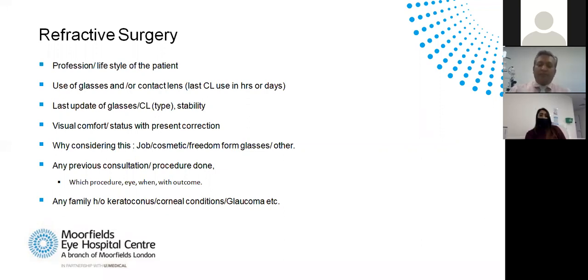Now, any previous consultation done. Why this is important is, maybe the patient had consulted long back and then did not do it, or was told, no, your cornea is very thin, so it might not be possible, or there are some other conditions. Or if any procedure was already done, sometimes there is a regression and we get some amount of power back, and they want to get rid of that prescription as well. So the previous history of surgery is also very important. Then if there is a history of keratoconus or any other corneal condition, any corneal dystrophy, or glaucoma, these things are very important to note in refractive surgery patients.